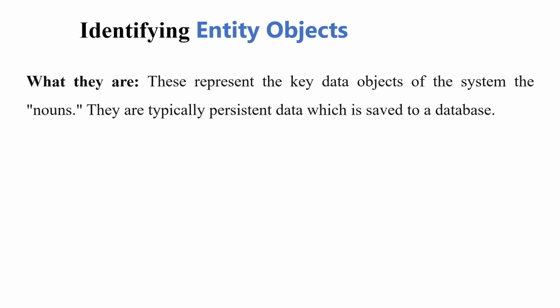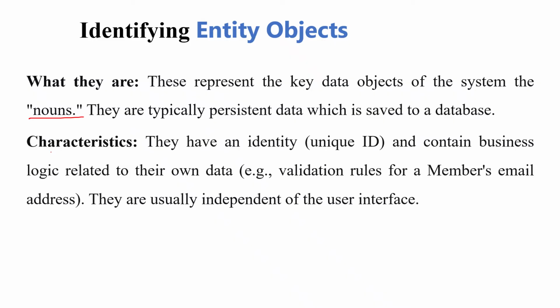So here, let's see how the entity, control, and boundary objects need to be identified. There are a few rules we need to follow for identification of the entities. Let's see what those are. So we should know what they are. They should represent the key data objects of the system. They are typically persistent data which is stored in the database. And based on the characteristics, we need to identify the object.